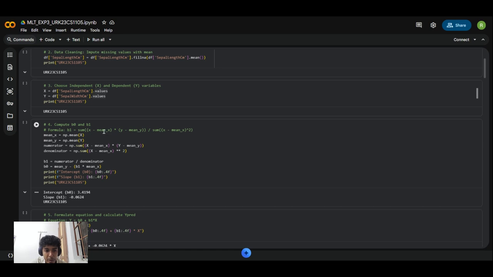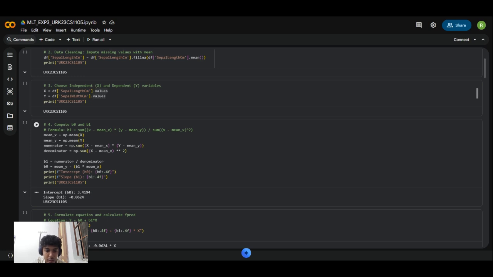Coming to the fourth question, compute regression coefficients, b naught and b1, and the formula is given here. The intercept is b naught and b1 is the slope. First, we need to find the slope, then only we can find the intercept. We've gotten the slope as 3.4194 and the intercept as minus 0.0624.